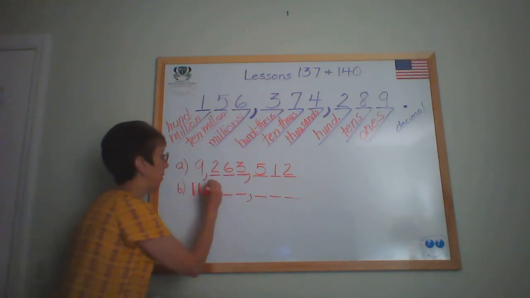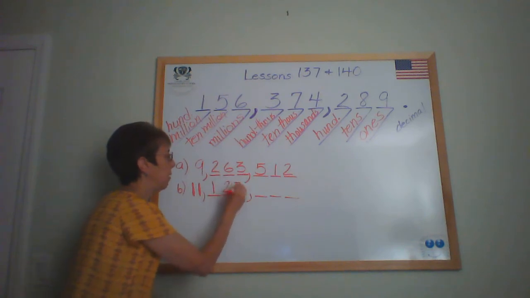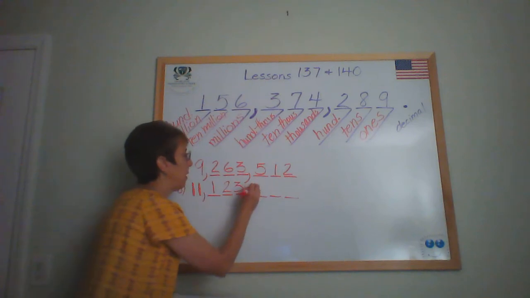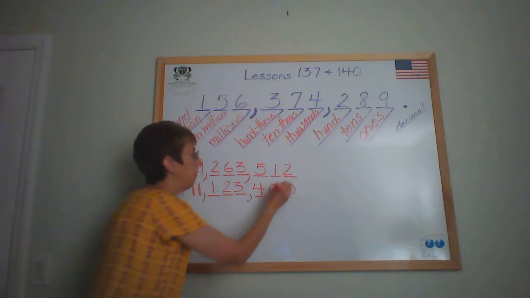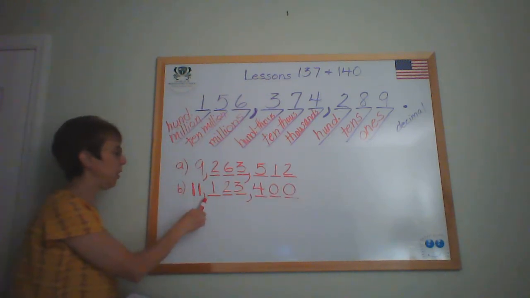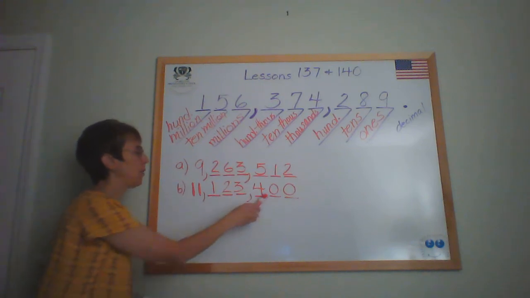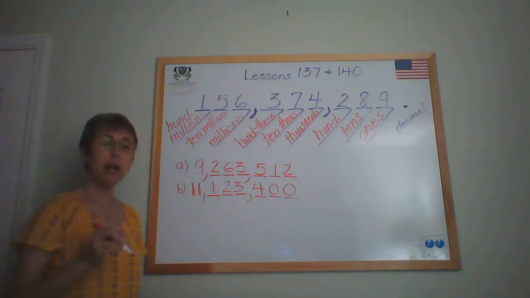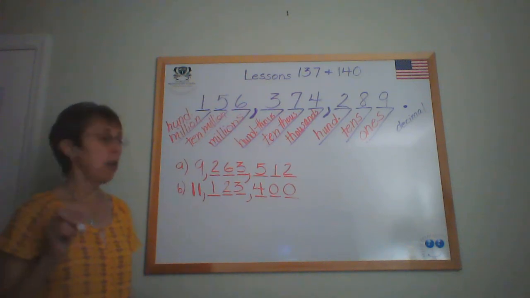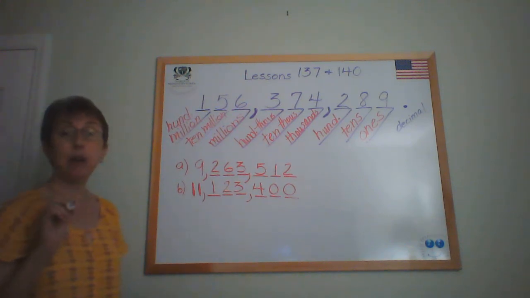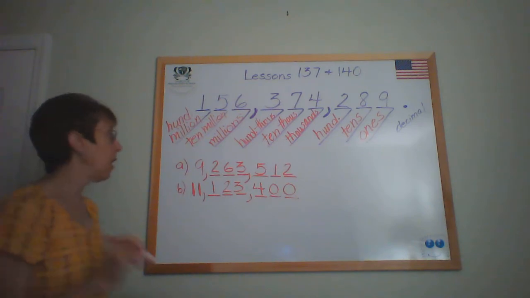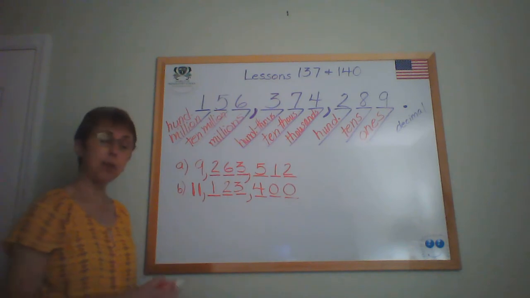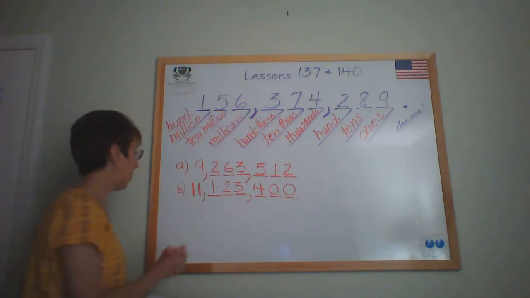So 11,123,000. 123, I already have my comma for 1,000, and then 400. And this is how I write 400. 11,123,400. If you do this when you're first writing the numbers in the millions, you will have a lot fewer mistakes. Okay, by setting it up and using blanks for your digits before you even continue reading the rest of the number.